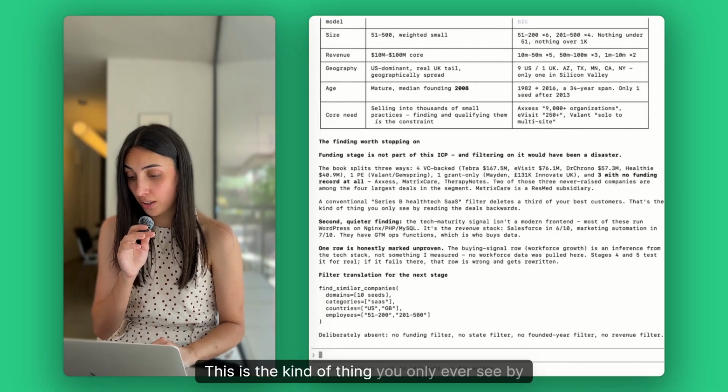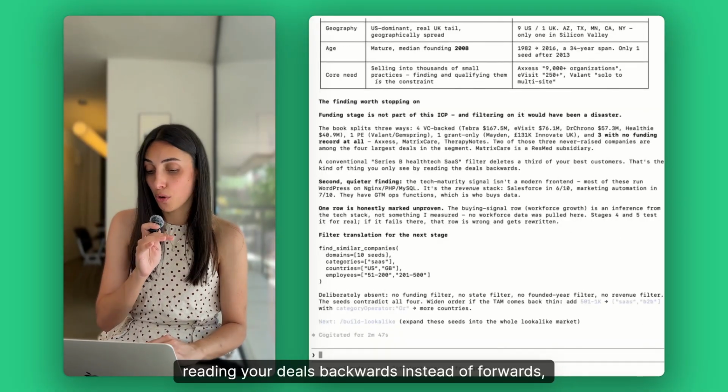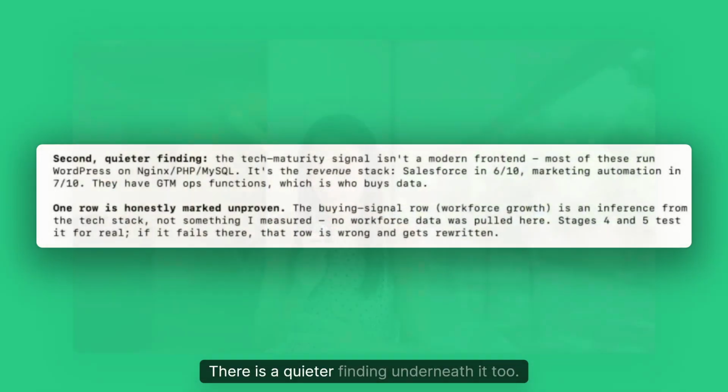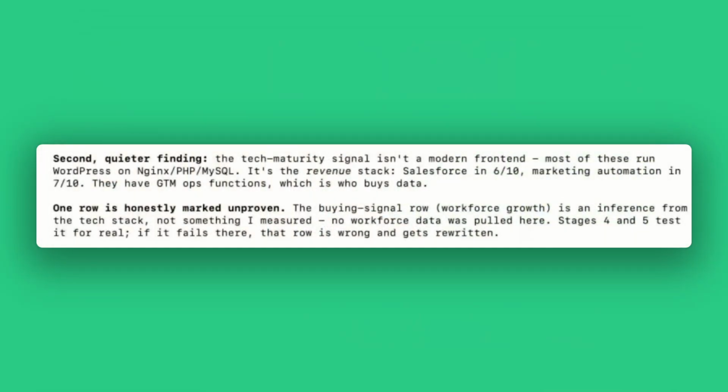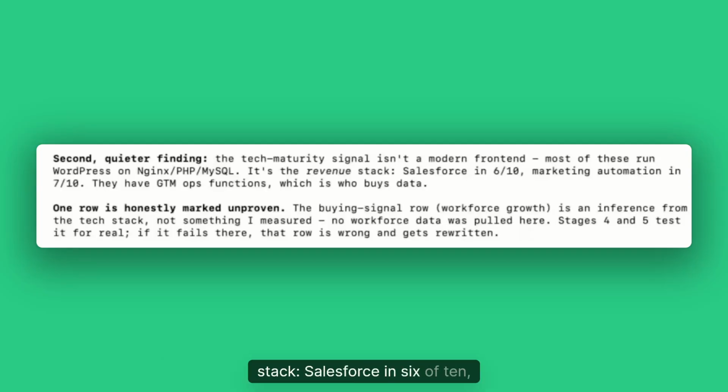This is the kind of thing you only ever see by reading your deals backwards instead of forwards, which we call reverse engineering. There's a quieter finding underneath it too. The technical signature for these companies isn't a modern front end. Most of them are running WordPress. As for the revenue stack, Salesforce in 6 of 10, marketing automation in 7 of 10.